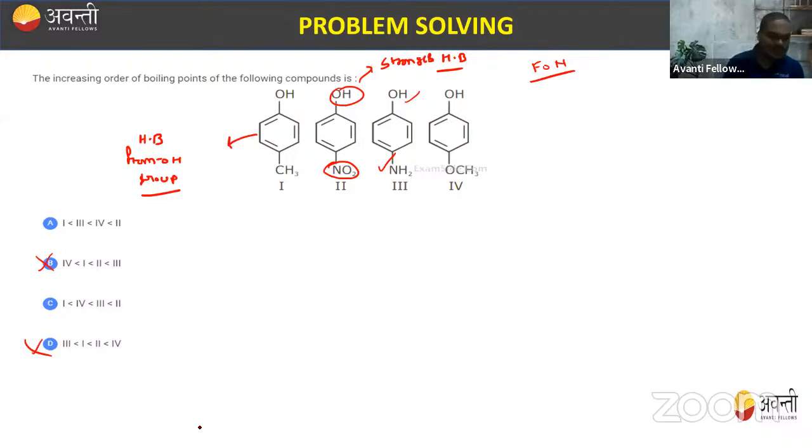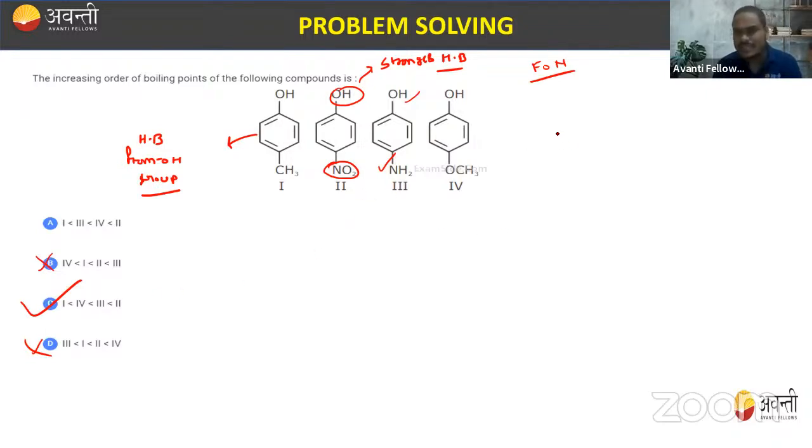Right. So always remember this thing, beta. The maximum strength of hydrogen bonding is shown by NO2, right? That is NO2. Then comes NH2, then comes OCH3. So the correct order is C. Which one is the correct order? C. That is minimum for 1, then comes the fourth, then comes the third, and then comes the second.